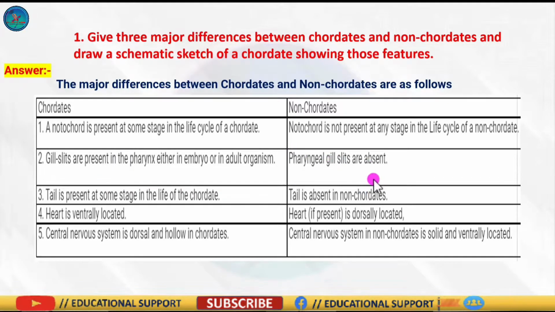But in non-chordates, they don't have a notochord. Their tail is entirely absent, their heart is dorsal, their CNS is ventral, solid and double and gill slits are absent.